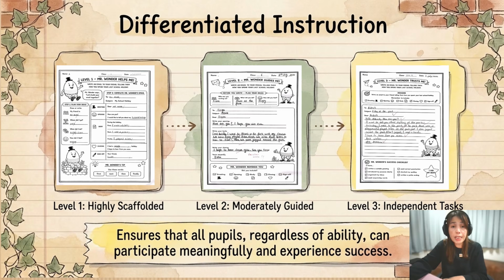As you can see, the task has the same instruction, which is: write an email to your cousin or to your friend describing your past holiday. So we have level 1, level 2 and level 3, depending on the proficiency of the students.